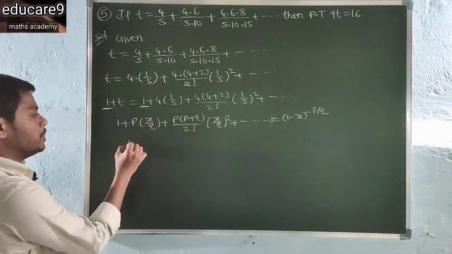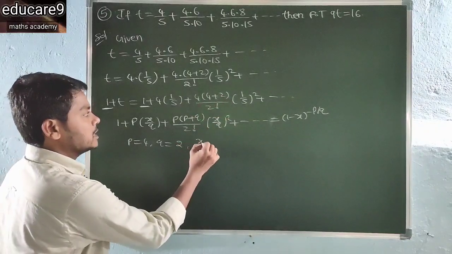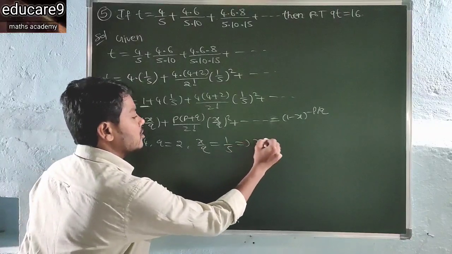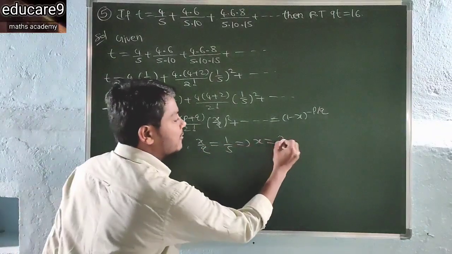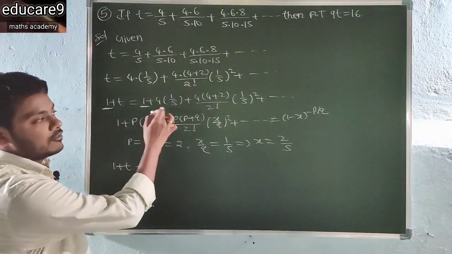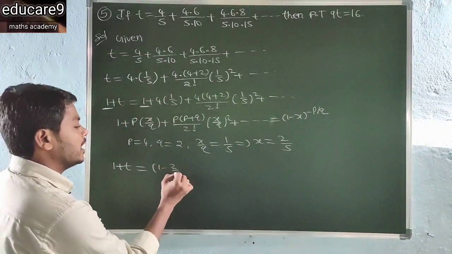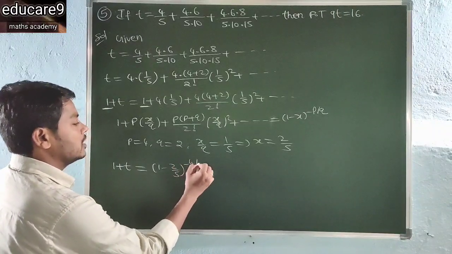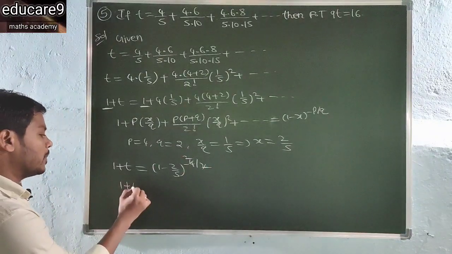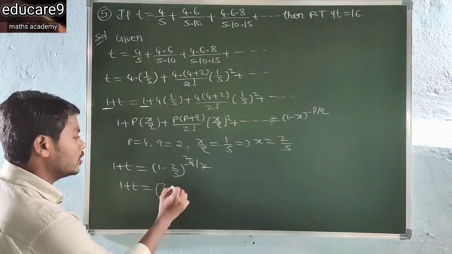So what is the p value here? p is equal to 4. And what is the q value? 2 only. So what is the x/q value? 1/5. So x is equal to what? Substitute the q value here, 2/5. So therefore this can be written as 1 + t is equal to (1 − x) whole to the power of minus p/q expansion. That is (1 − 2/5) whole to the power of minus p/q, that is minus 4/2. Now 1 + t is equal to (1 − 2/5), that is (3/5) whole to the power of minus 2.